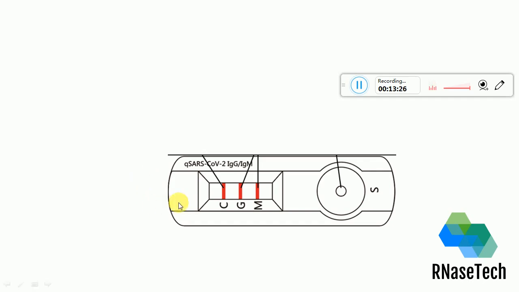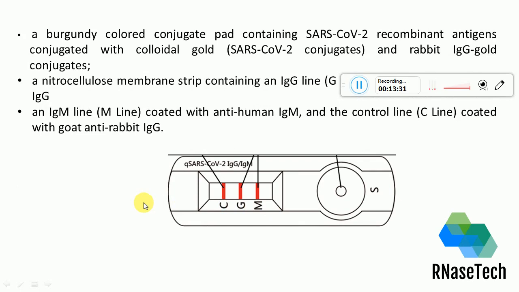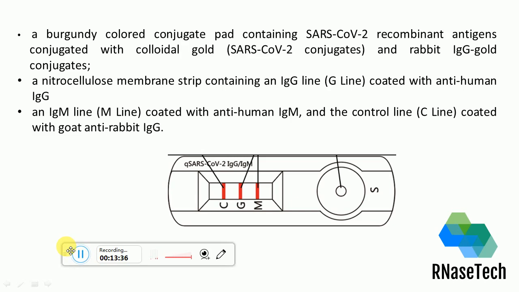Now, what are these things, C, G, M? Basically, what is this composed of? I'm talking about this box. What does it contain? A burgundy color conjugate pad containing SARS-CoV recombinant antigens coated with colloidal gold, SARS-CoV-2 conjugates and rabbit IgG gold conjugates. Basically, it contains SARS-CoV-2 recombinant antigens.